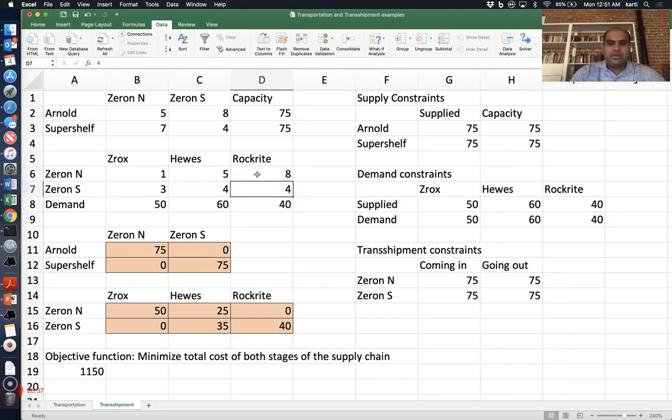So this was 8. I'm just going to leave that. That's it. That's the transshipment model. And if you have any questions, obviously you can ask me. And if you have any questions about the case problem, you can also ask me.